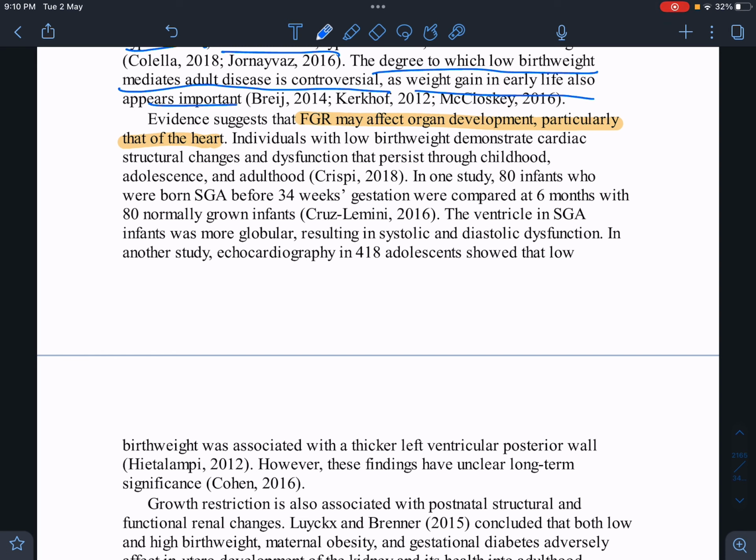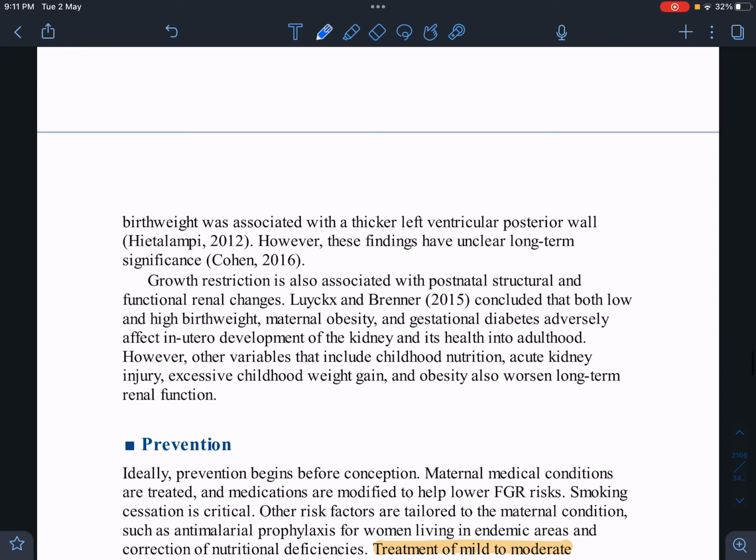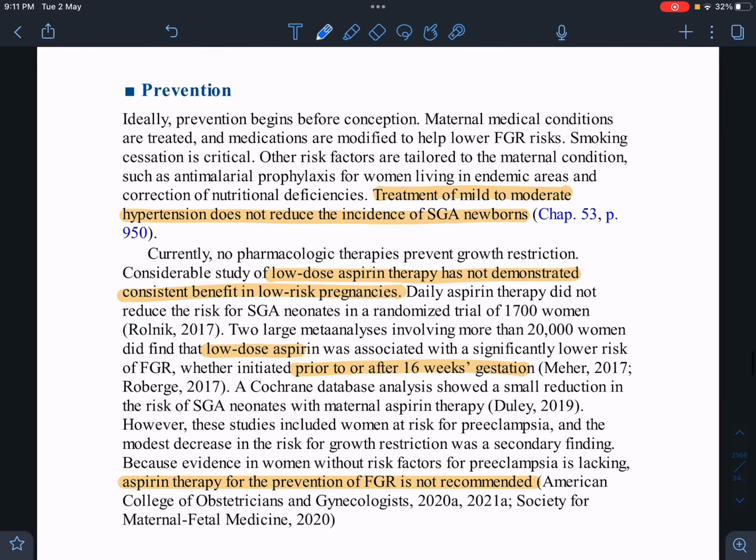Now, FGR may affect organ development, particularly that of the heart. If there was an MCQ asking which organ FGR affects, you have to write heart. Okay. Low birth weight babies have cardiac structural changes and dysfunction. Okay. And there can also be postnatal structural and functional renal changes. Hence, later on in their life, they might develop hypertension and other vascular insufficiency diseases.